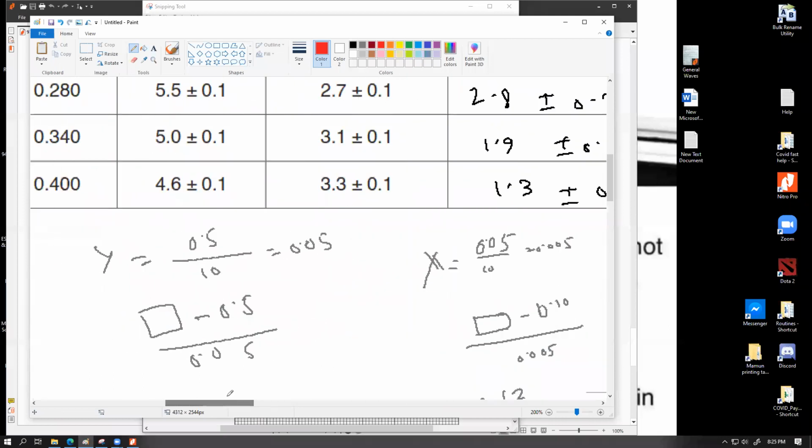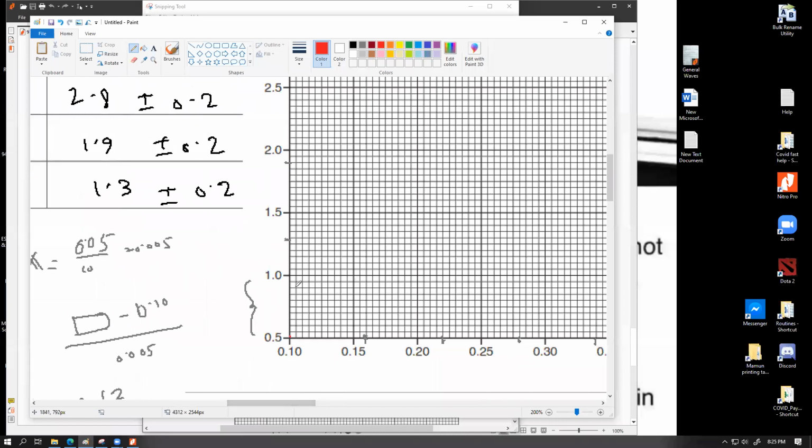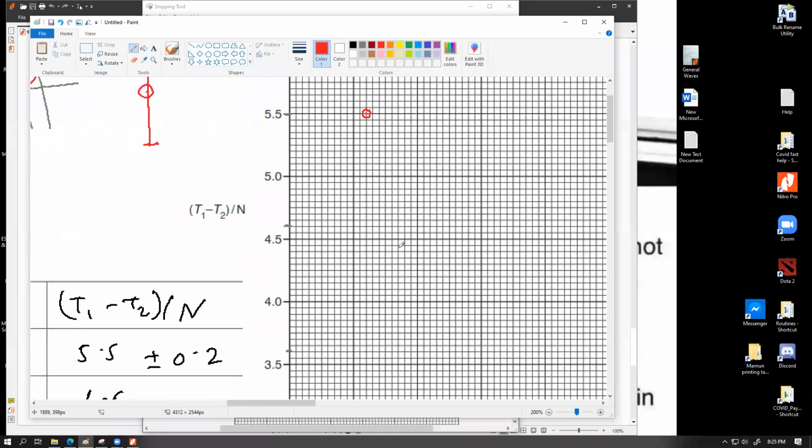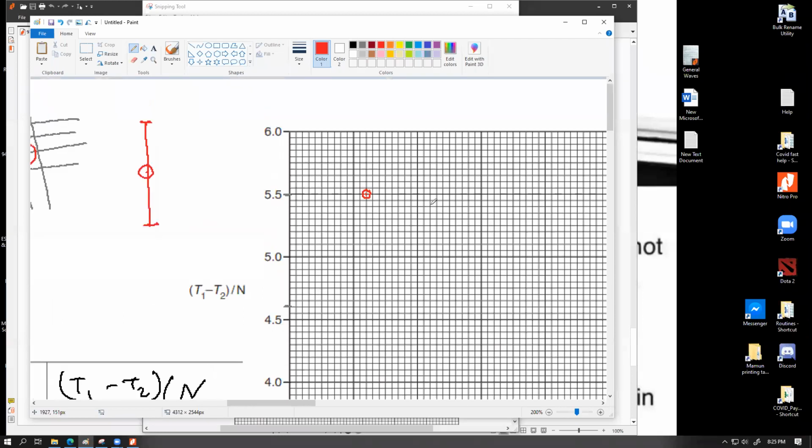The smallest division of the y-axis was 0.05. So how many vertical divisions make up 0.2? Do the divide: 0.2 divided by 0.05. How much do you get? 4. Everyone get 4? Yes, sir. So this would be 4 divisions above and 4 divisions below.